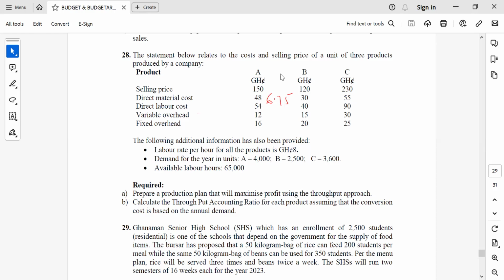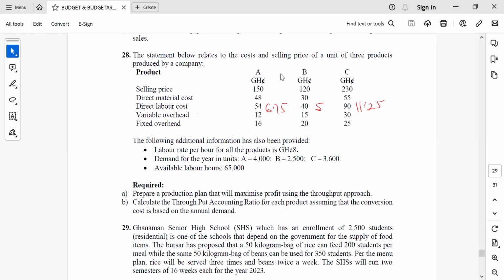The second one will give us 40 over 8, which is 5. Sorry, it's supposed to be 54 divided by 8, that will give us 6.75, and this will give us 5. Then 90 divided by 8 gives 11.25.